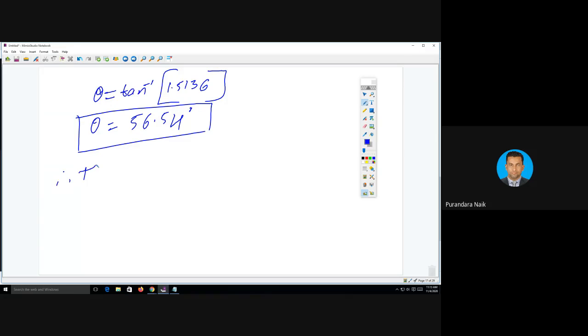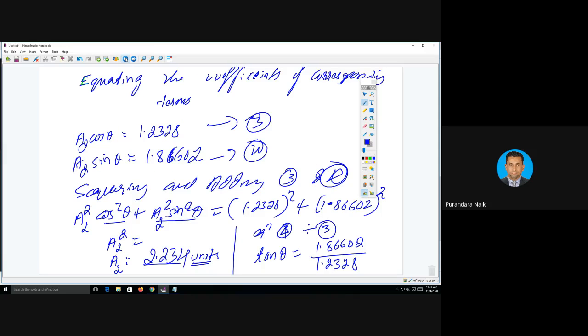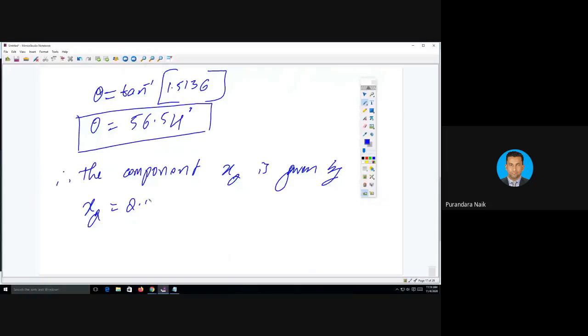Therefore, the component x2 is given by x2 is equal to a2, which is 2.234, sin(omega t plus 56.54 degrees).